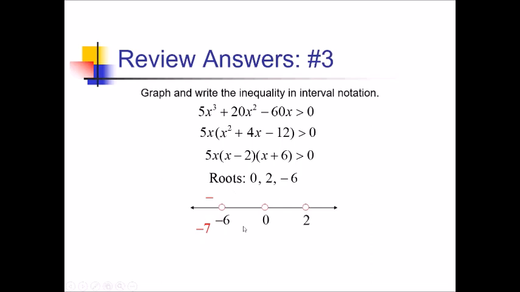Now I'll test a number between -6 and 0, like -5. So we're going to have a negative, another negative, and the only positive is -5 plus 6. So we have 2 negatives. That's going to give me a positive result.